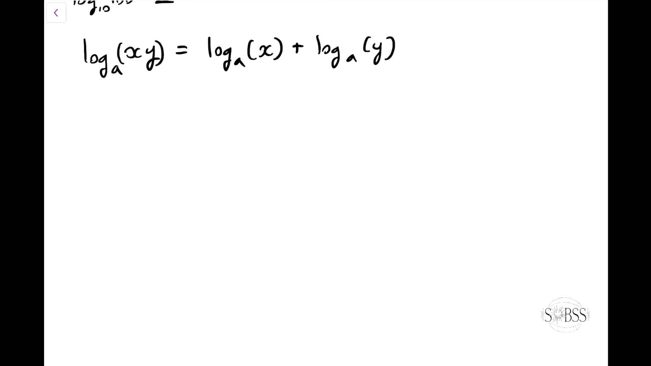So if we have log to the base a, where a represents any number, anything can be put there as long as it's a number, of x, y. So this is saying x times by y, and x and y can also be any number, basically. That's the same as saying log to the base a of x plus log to the base a of y. Okay, now vice versa.